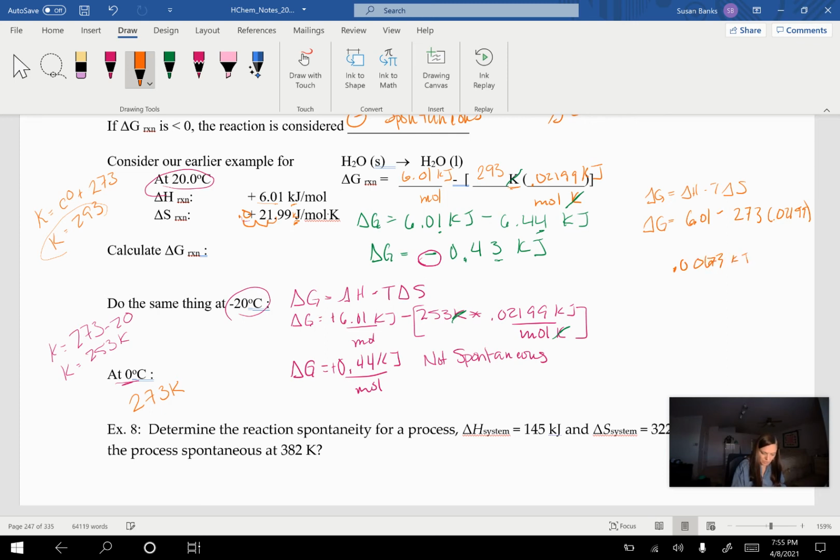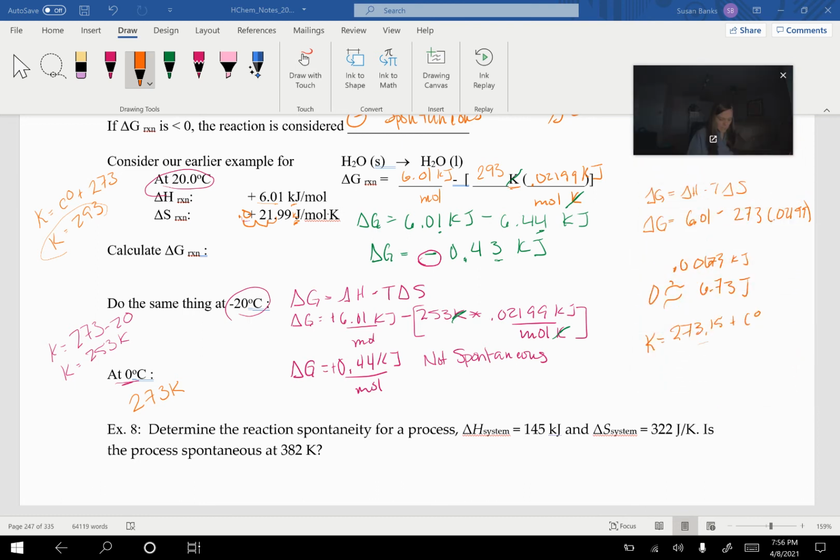We get 0.006373 kilojoules, which is really 6.73 joules, which is essentially zero. That's hardly any energy at all. If you really want to refine that even more, the true Kelvin truly is 273.15 plus degrees Celsius. But I don't expect you to memorize all those significant figures because 3 significant figures is plenty.